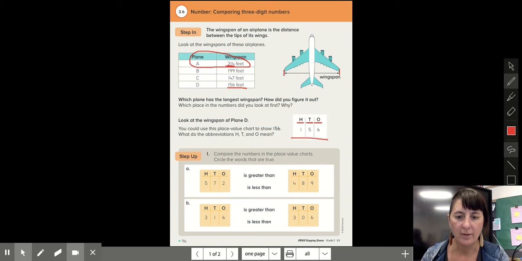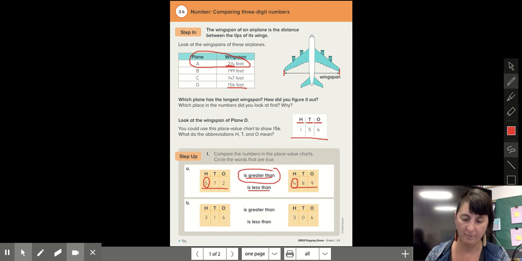For the step up, compare the numbers in the place value charts. Circle the words that are true. So you guys are going to take a look at the two numbers. We have 572, 489, and in between those, we have the phrases is greater than and is less than. And these are on the place value charts with the hundreds, tens, and ones. I can see that 572 has five hundreds, 489 has four hundreds. So this tells me right away that 572 is the larger number. So I'm going to circle is greater than, and we can read this as 572 is greater than 489.